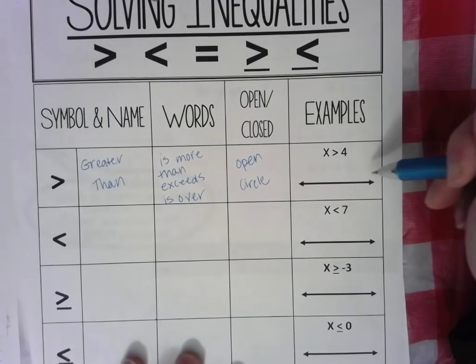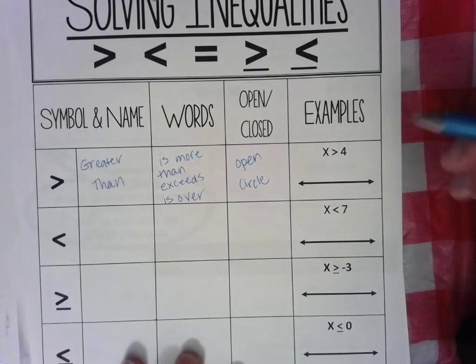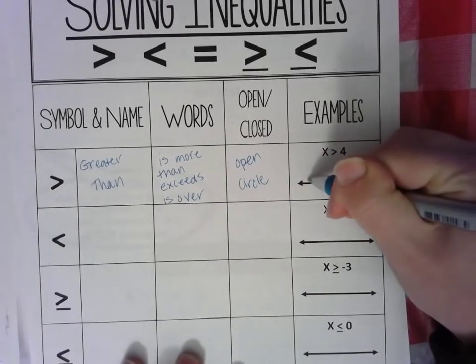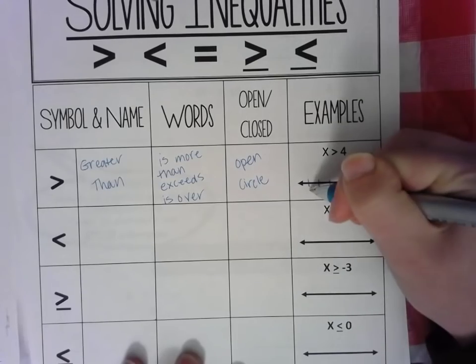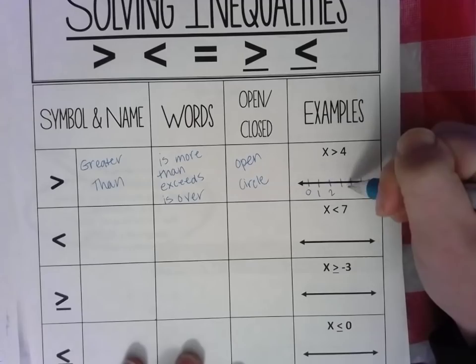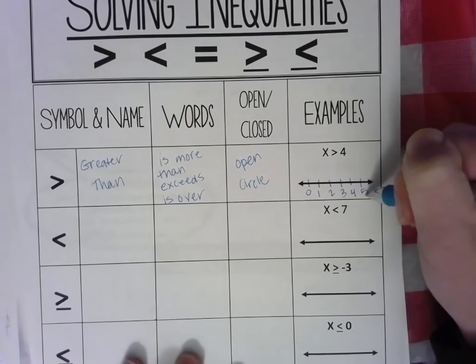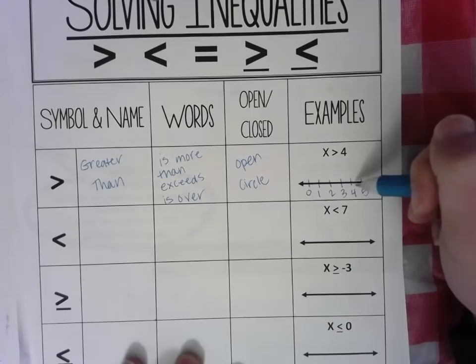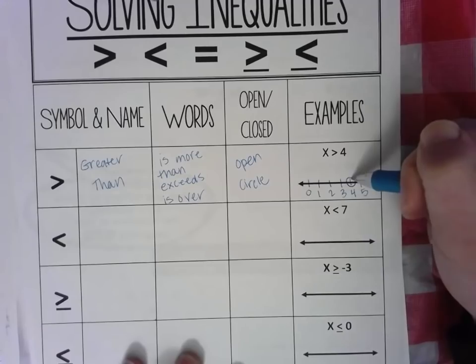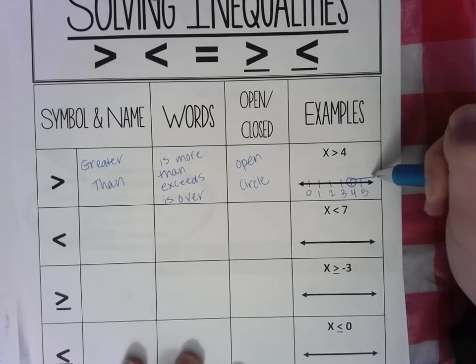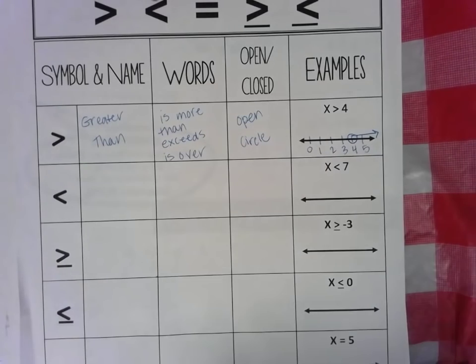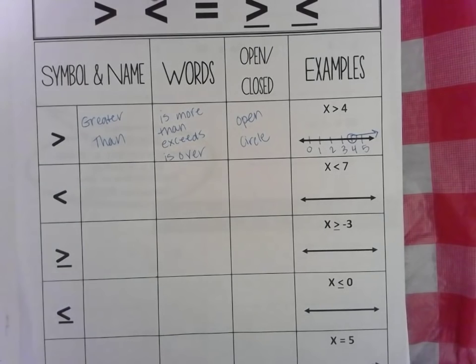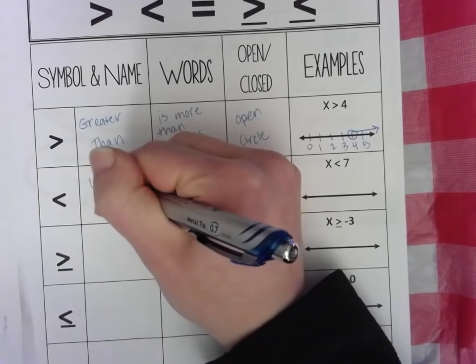So here we have a line, and our inequality is x is greater than 4. Well, first, I need to label my number line. So I'm going to make this 0, 1, 2, 3, 4, and 5. If x is greater than 4, I need to find my 4 on my number line, which is right here. I'm going to have an open circle, and I'm going to draw my arrow going this way. Okay. And then, very similarly, for this next symbol, it's the opposite of greater than, it's less than.